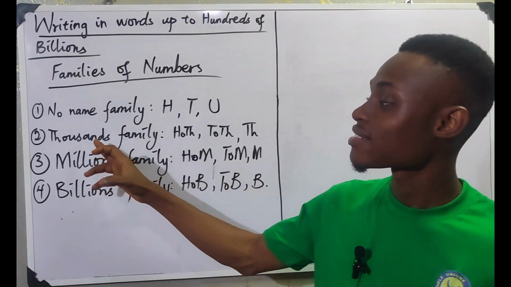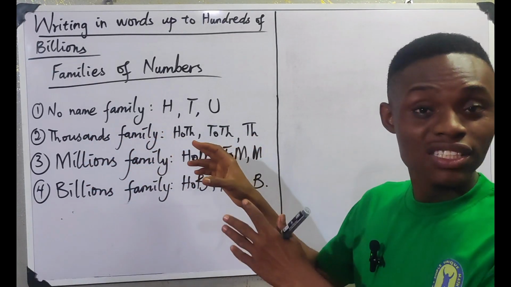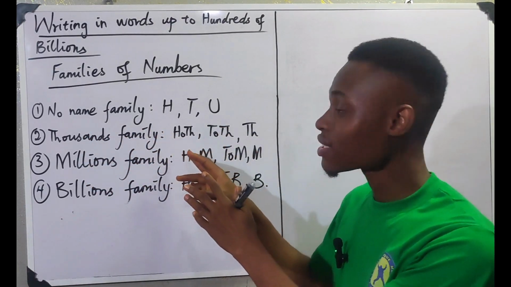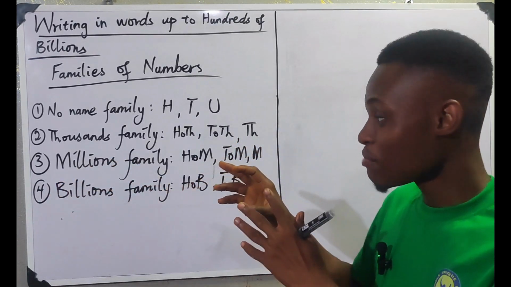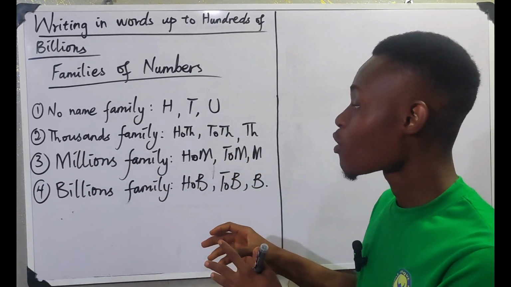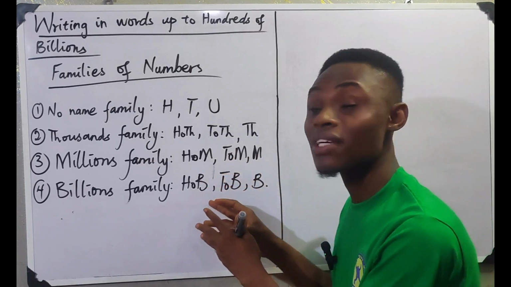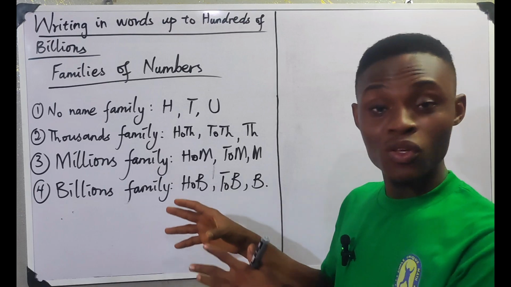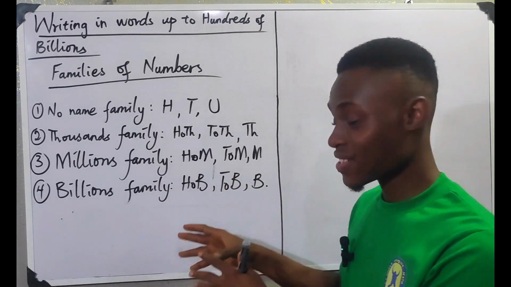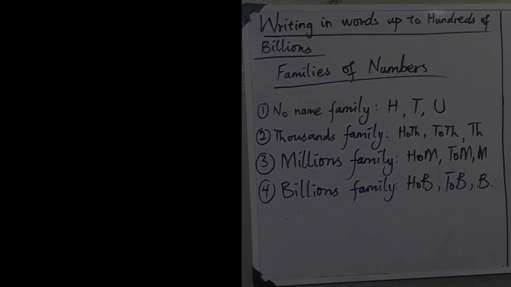The second family is the thousand family, which is made up of the hundreds of thousand, tens of thousand, and thousand. The third family is the millions family, which is made up of the hundreds of millions, the tens of millions, and the millions. The fourth family is the billions family, which is made up of the hundreds of billions, tens of billions, and billions.